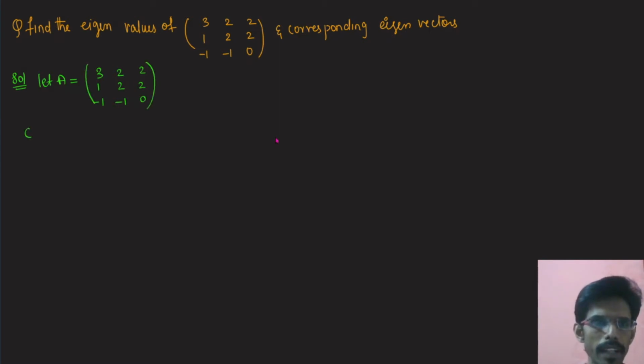Now find the characteristic equation of matrix A. The characteristic equation is determinant of A minus lambda I equal to 0. So subtract lambda from the principal diagonal elements. Here I have 3 minus lambda, 2 minus lambda, 0 minus lambda. The remaining elements will be the same.